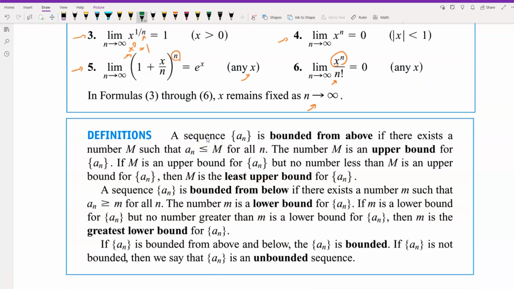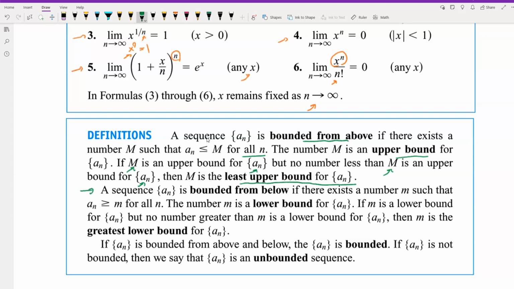Here again, we have definitions. A sequence a_n is bounded from above if there exists a number uppercase M such that a_n is less than or equal to M for all n. The number M is an upper bound for the sequence a_n. If M is an upper bound, but no number less than M is an upper bound for the sequence a_n, then M is the least upper bound for this sequence.